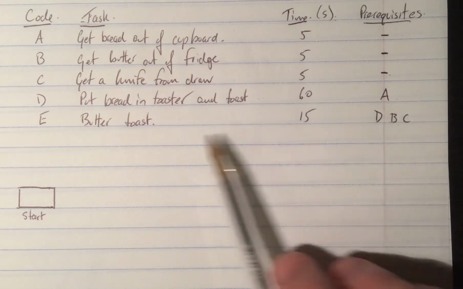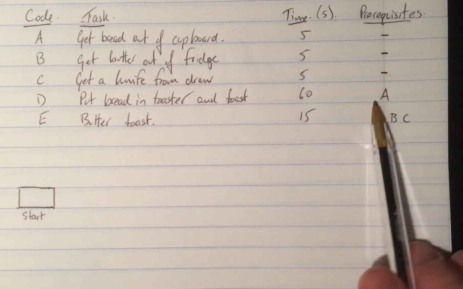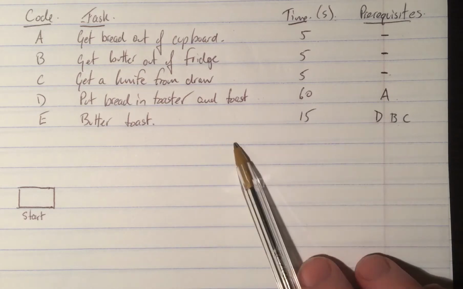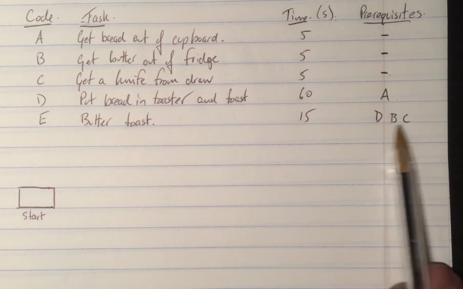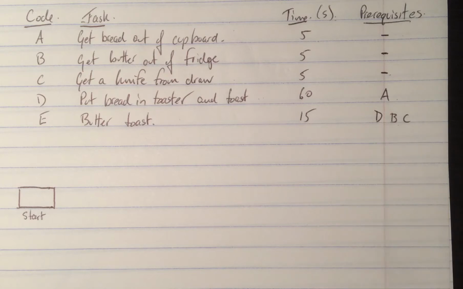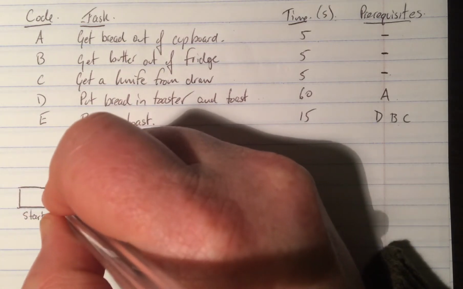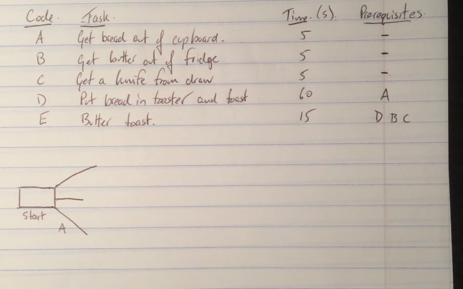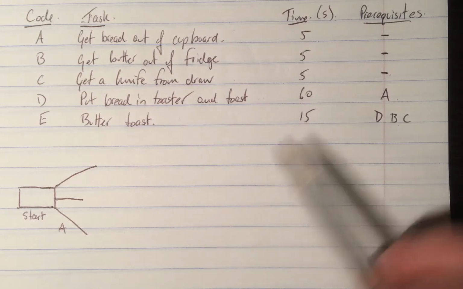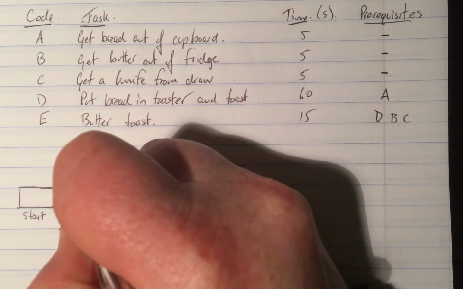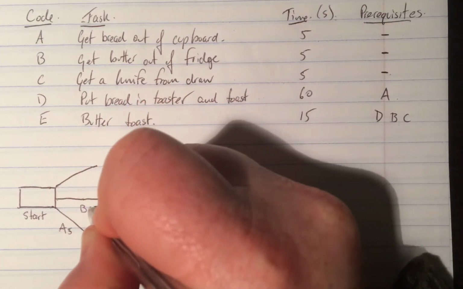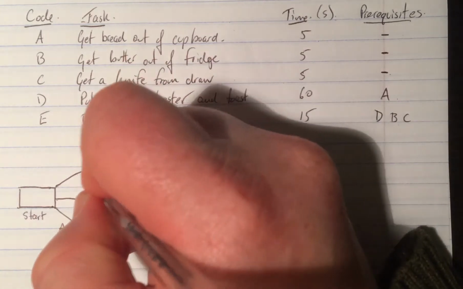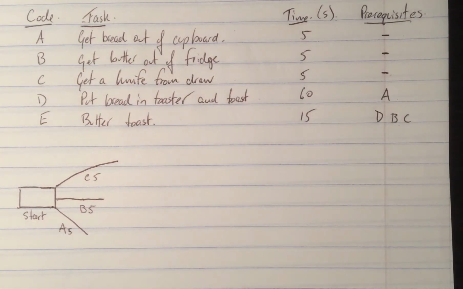Now I can see that B and C are going to need to have something to do with E and D. So E is going to have something to do with D, B, and C, and D is going to have something to do with A. So I'm actually going to put A down the bottom, A, B, and C. I'm going to label those, and next to each of those activity codes, I'm going to write their time. So A is 5, B is also 5, and C also 5.